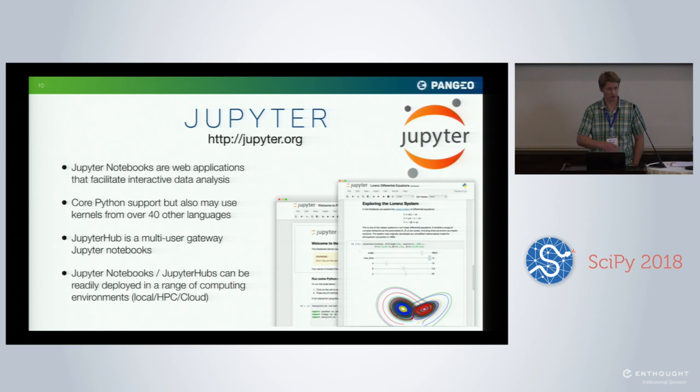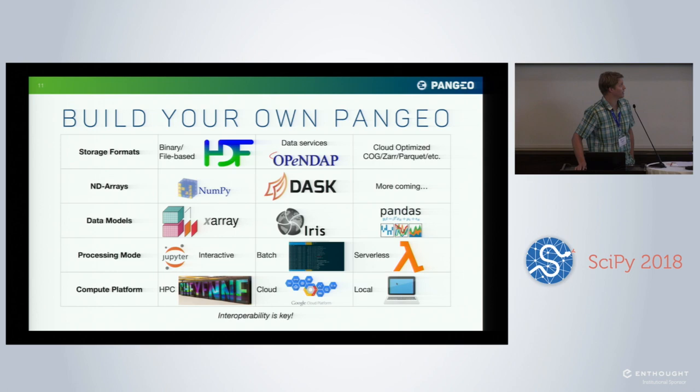Okay, but you can build your own Pangeo if you like. Like I said, we are mostly focusing on Dask, Xarray and Jupyter, but that's not the only workflow that should be possible here. You pick and choose which components make sense for you. I'm showing a few examples here: storage formats, ND arrays, data models, processing modes, compute platforms. And the key here is that we want these tools to be interoperable. So we should be able to use, say, Pandas with Jupyter, which we can, Pandas with Dask, okay, that works too, and so on and so forth.